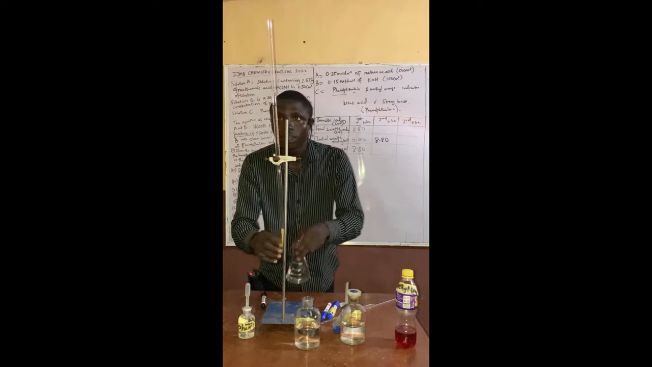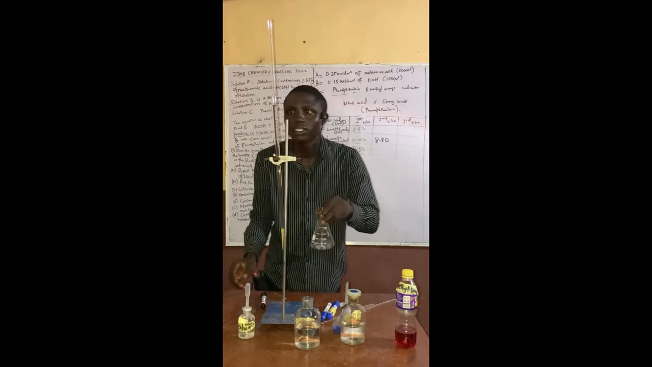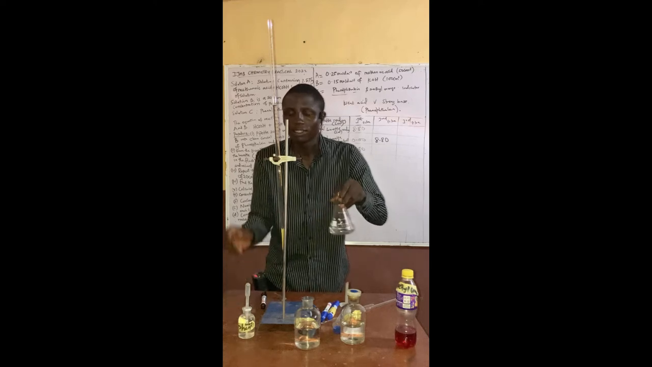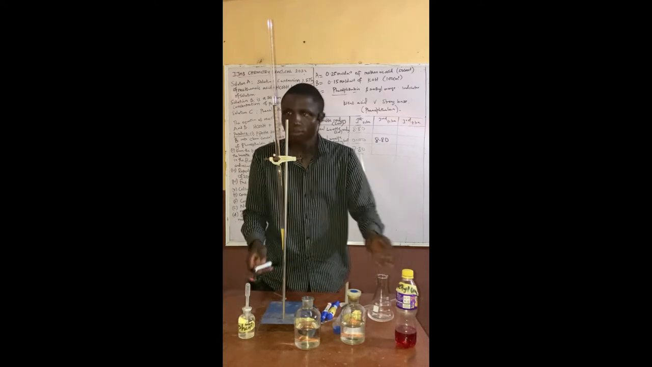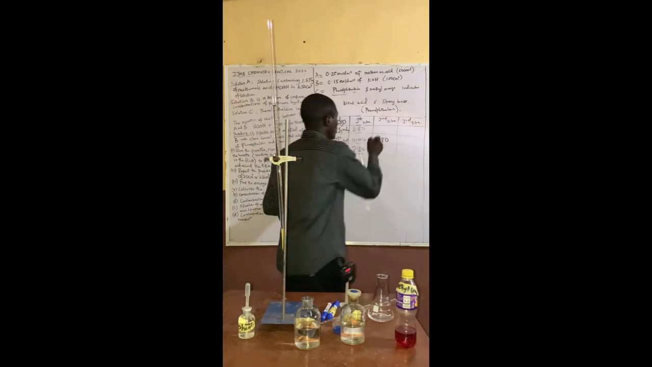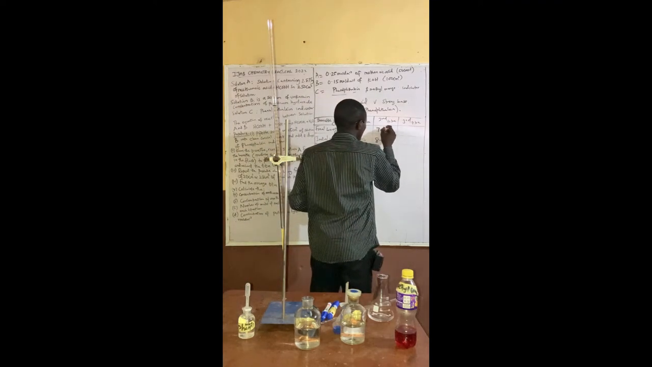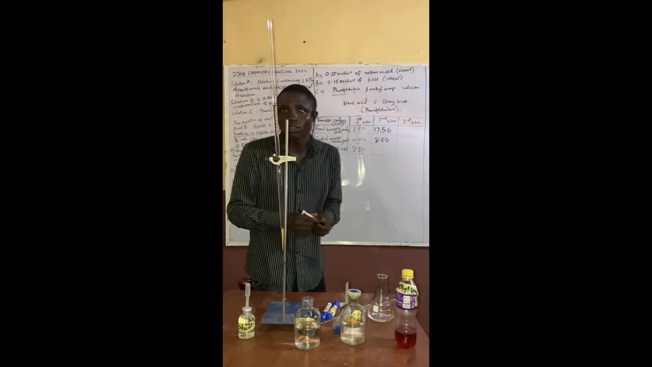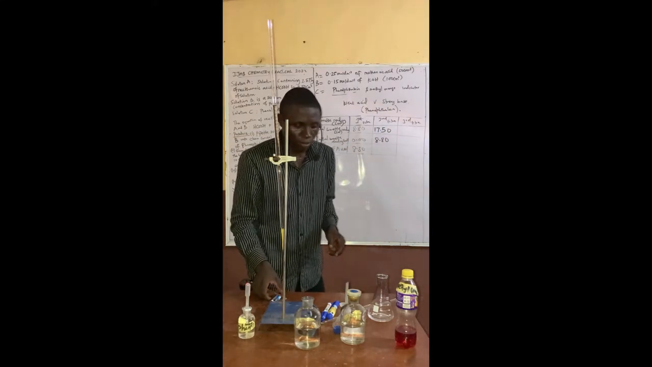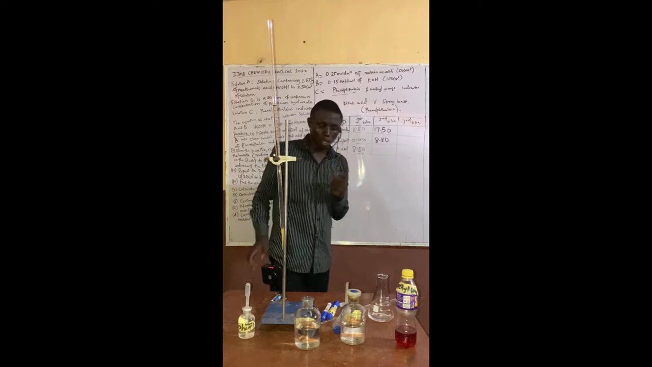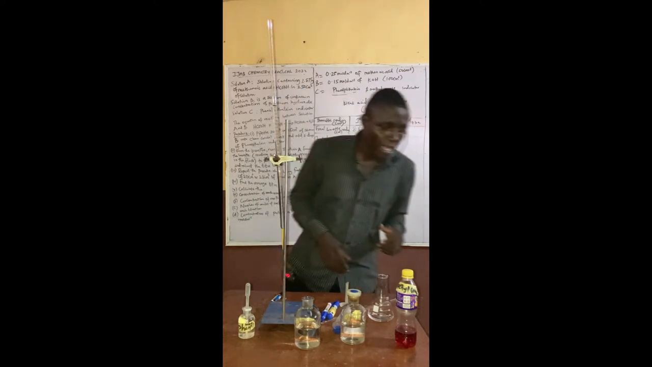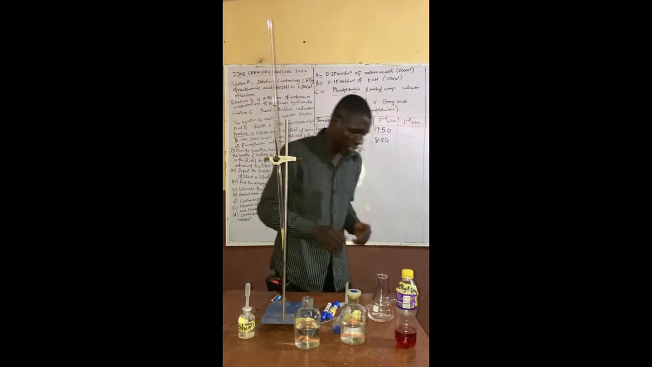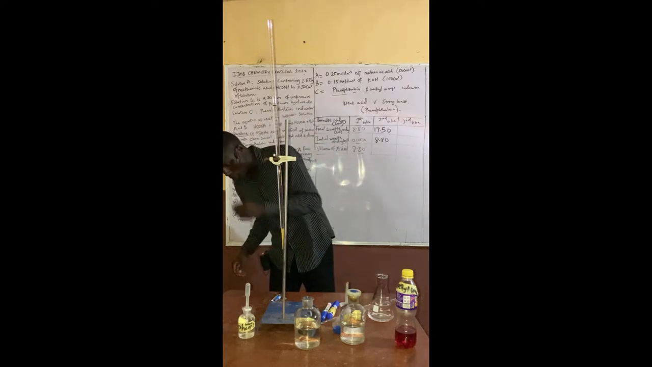So this is 17.5. So when you have 17.5 here, 17.5 minus what? What do we have? When you minus 17.5 minus 8.80. Let me get my calculator. Okay.